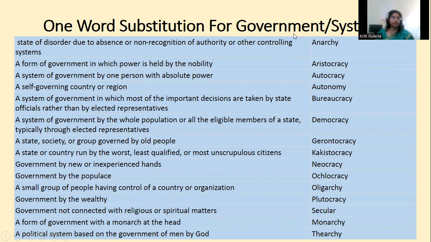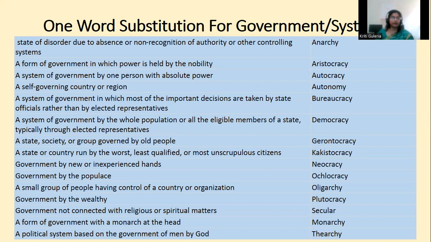A state of disorder due to absence or non-recognition of authority or other controlling systems can be expressed in a word, that is anarchy. Another form of government in which power is held by the nobility is referred to as aristocracy. A system of government by one person with absolute power is referred to as autocracy.